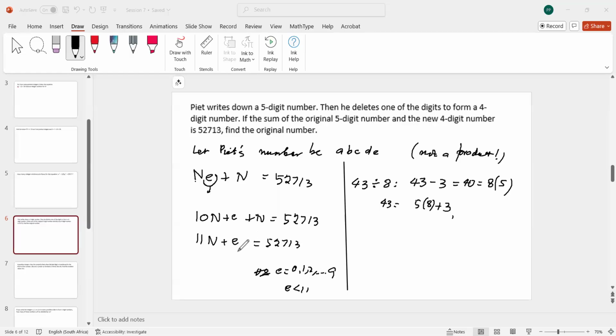Now, here you have the situation. You have this thing here is smaller than 11. So really what's happening here is that you are dividing this 52713 by 11, and this is the remainder. Just like how you got here, this 43, if you divide it by 8, you get a quotient of 5 and a remainder of 3. So I've got a similar thing here. So I'm going to divide this 52713 by 11.